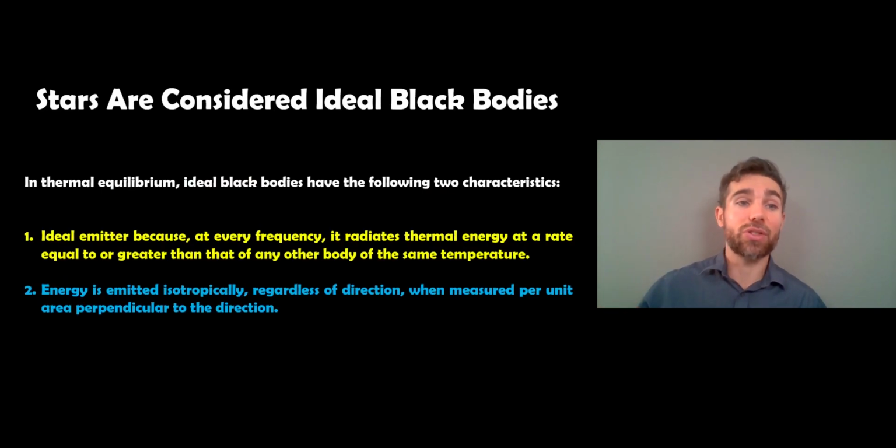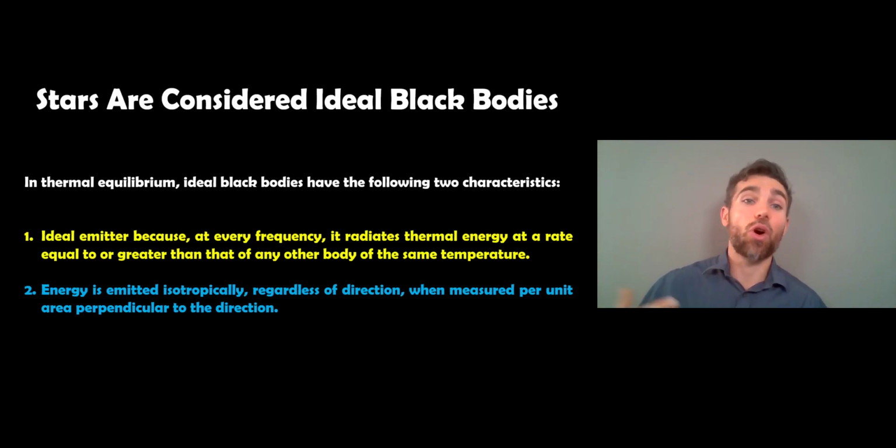But that is because stars are generally considered ideal black bodies, and a star is typically in thermal equilibrium. If it's an ideal black body, then it's going to have the two following characteristics. If it's an ideal emitter, then at every frequency, it's going to radiate thermal energy at a rate equal to or greater than any other body at the same temperature. So it's going to be equivalent to other bodies of other temperatures. Something that's 1000 Kelvin is going to have a similar looking spectrum to something else that is also a similar sort of temperature. Then the energy that's emitted is also emitted isotropically.